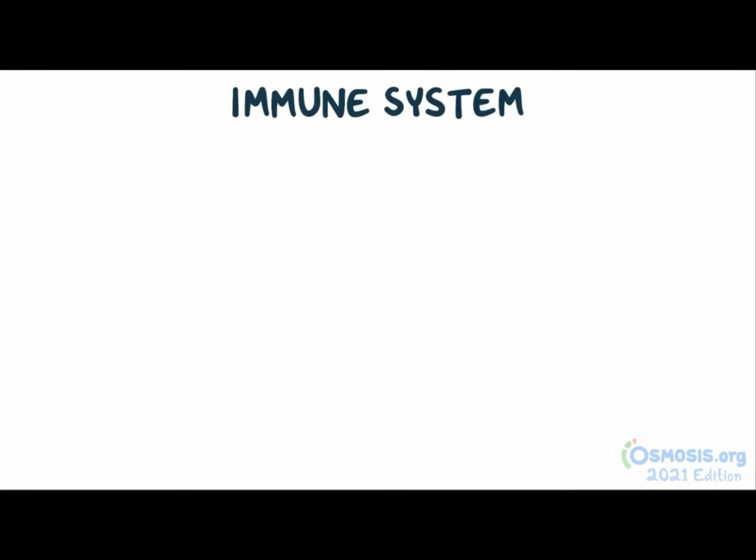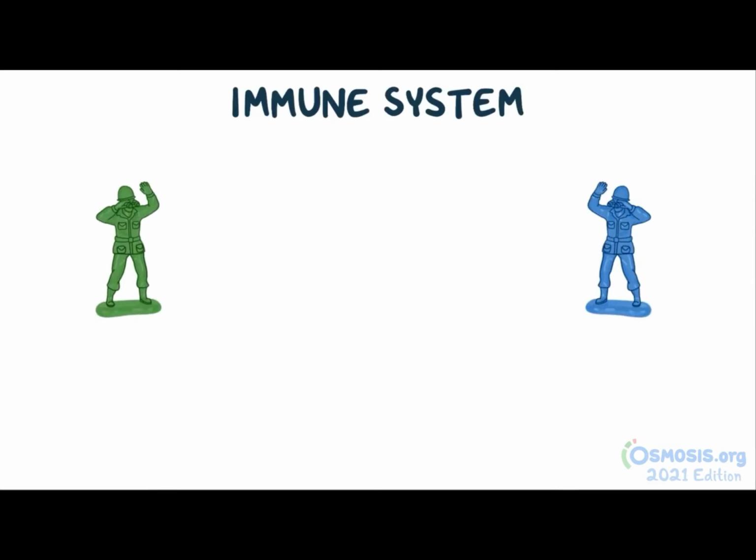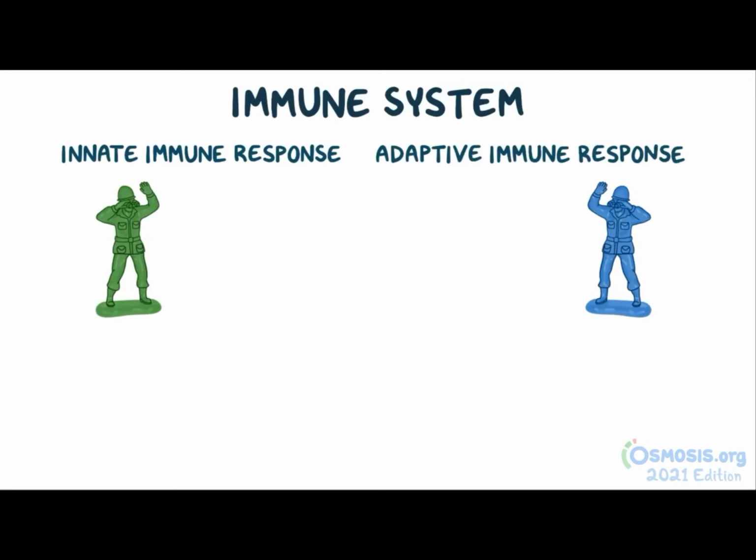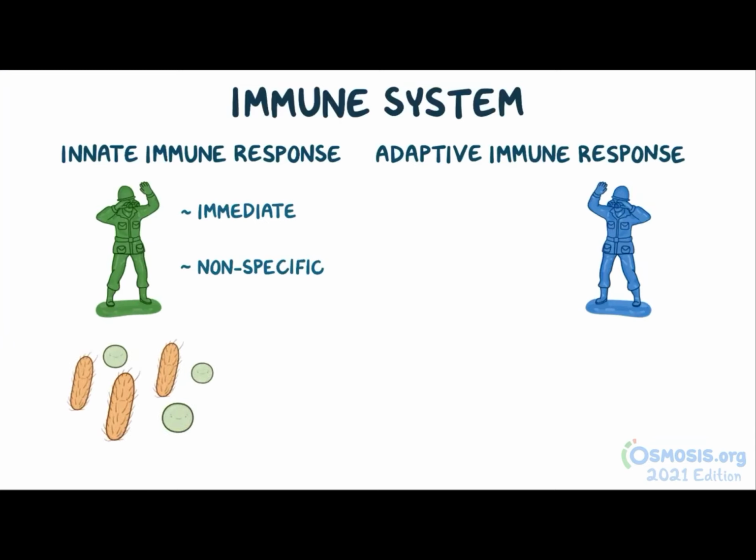Your immune system is like the military, with two main branches, the innate immune response and the adaptive immune response. The innate immune response is immediate and nonspecific, meaning that although it can distinguish an invader from a human cell, it doesn't distinguish one invader from another invader.